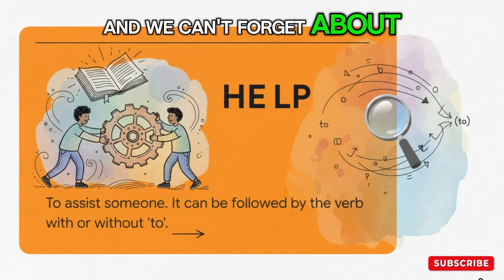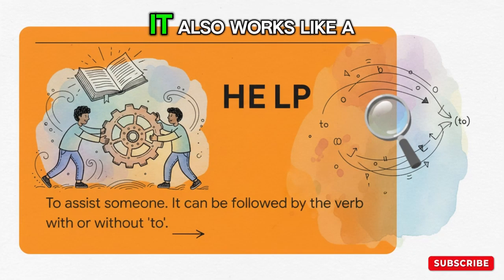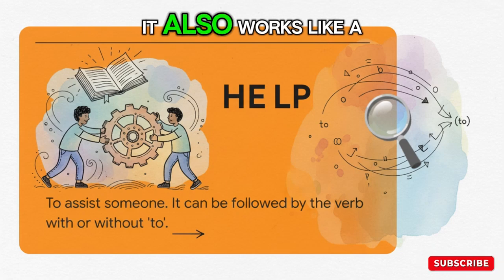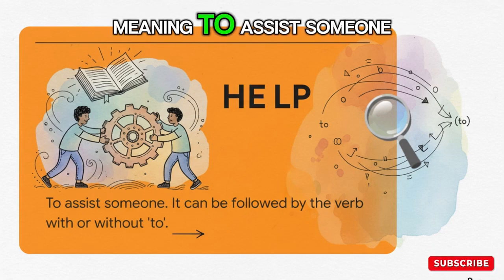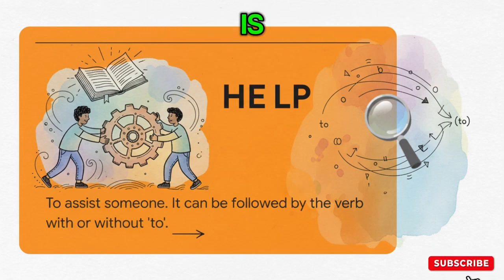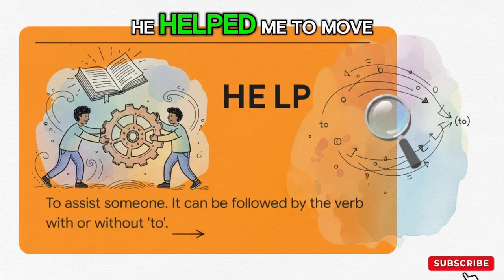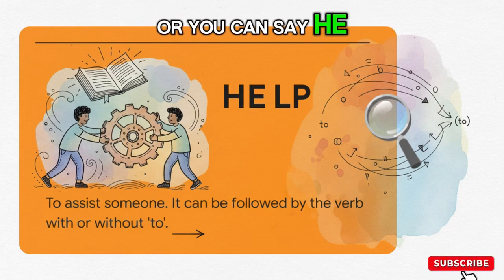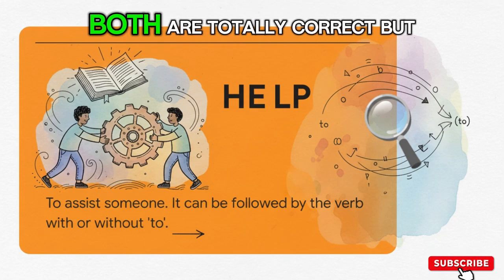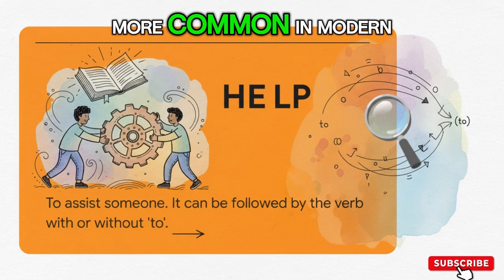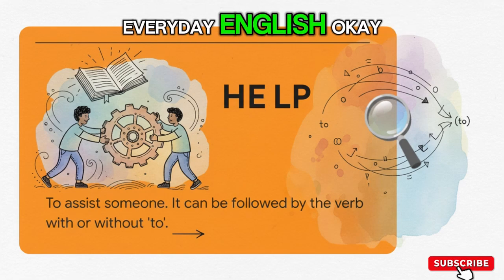And we can't forget about good old help. It also works like a causative verb, meaning to assist someone. And what's really cool about help is how flexible it is. You can say, he helped me to move, or you can say, he helped me move. Both are totally correct, but honestly, dropping the to is way more common in modern everyday English.